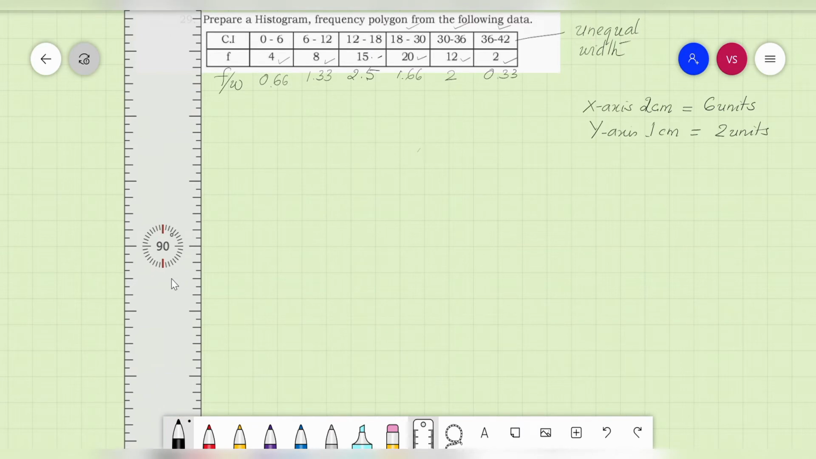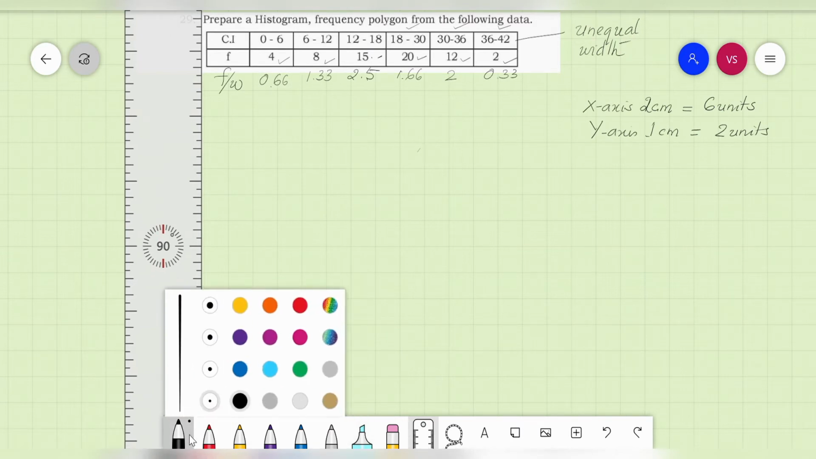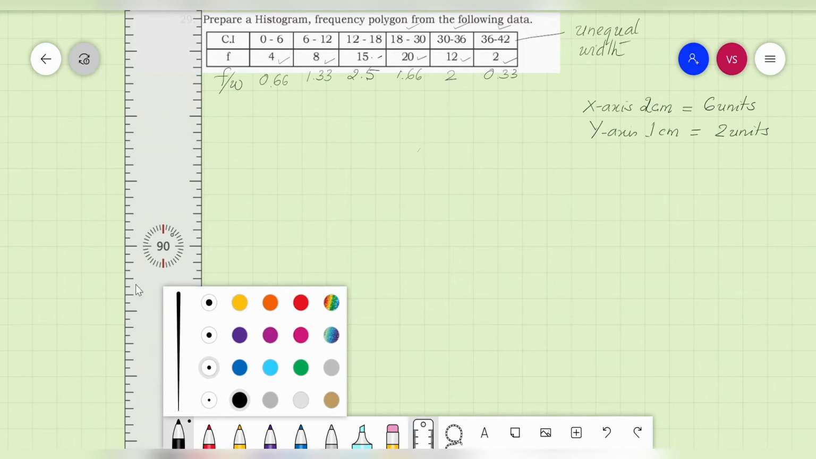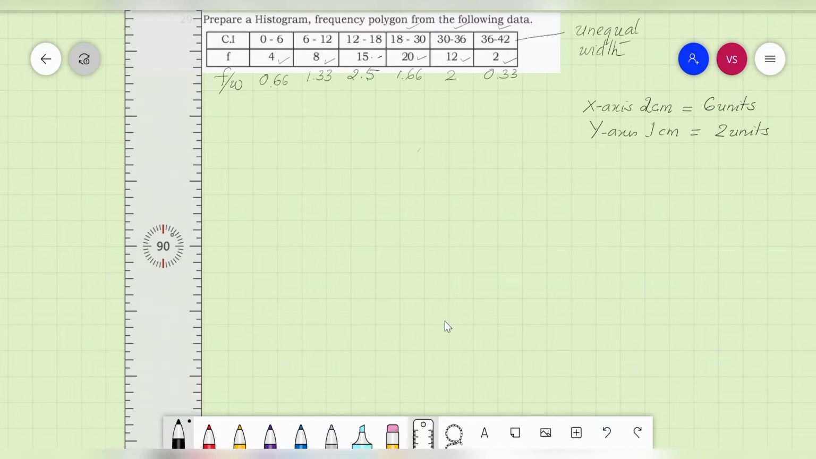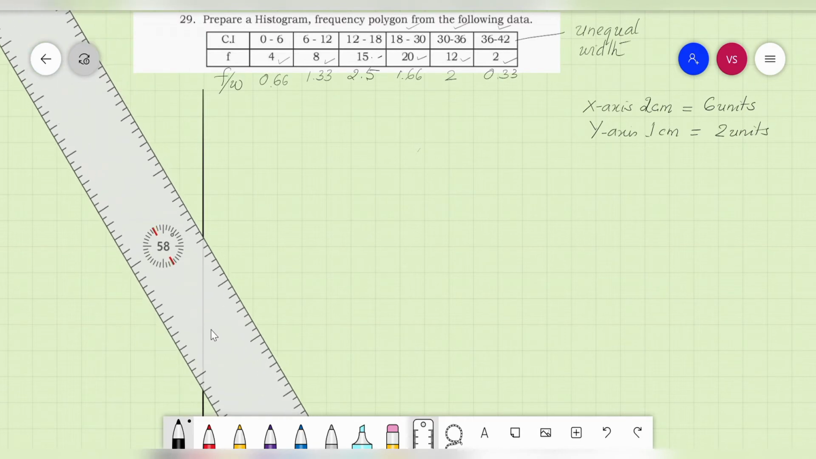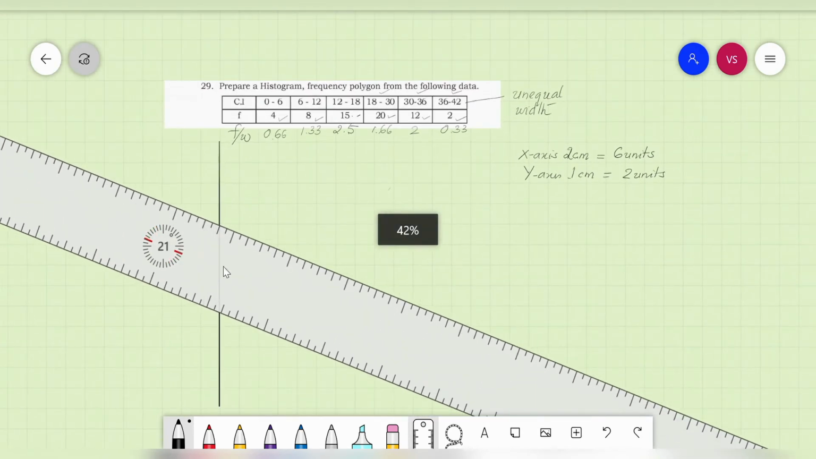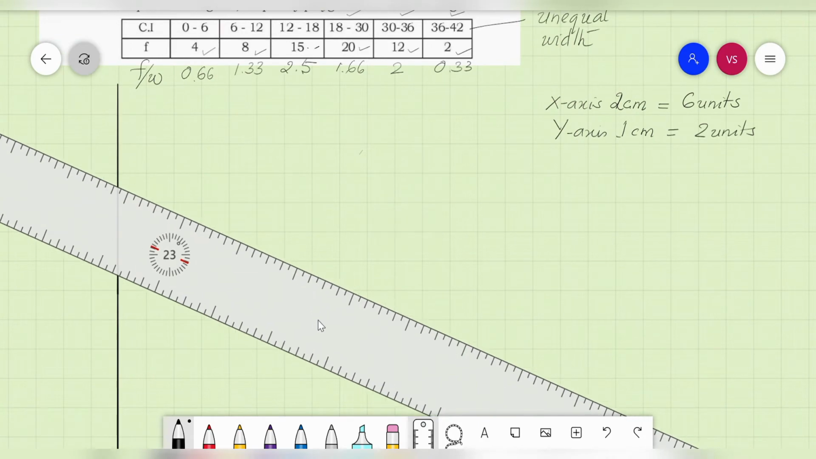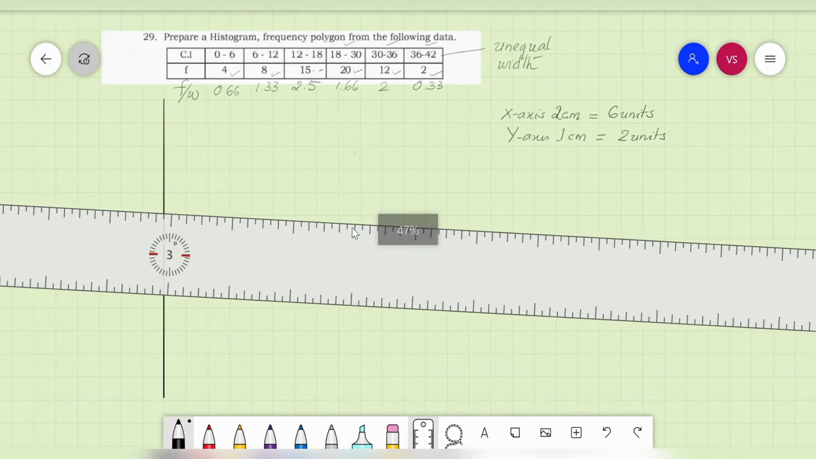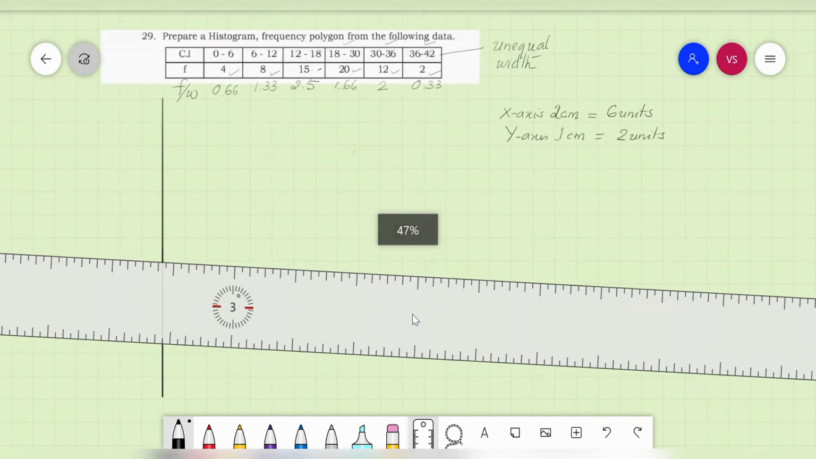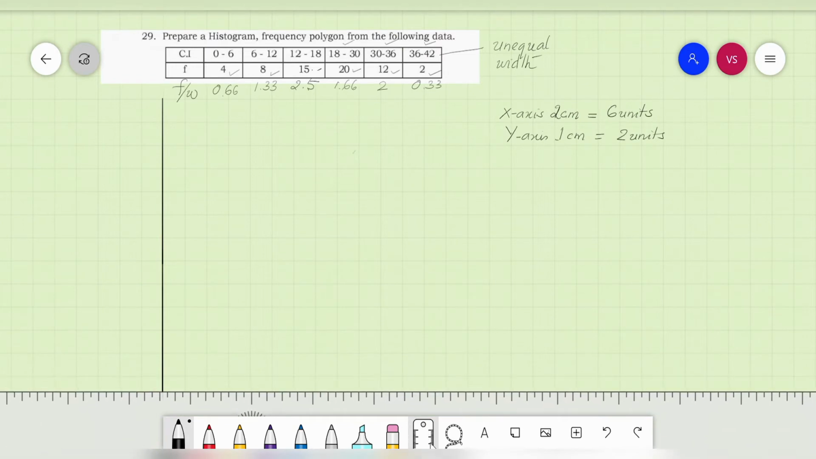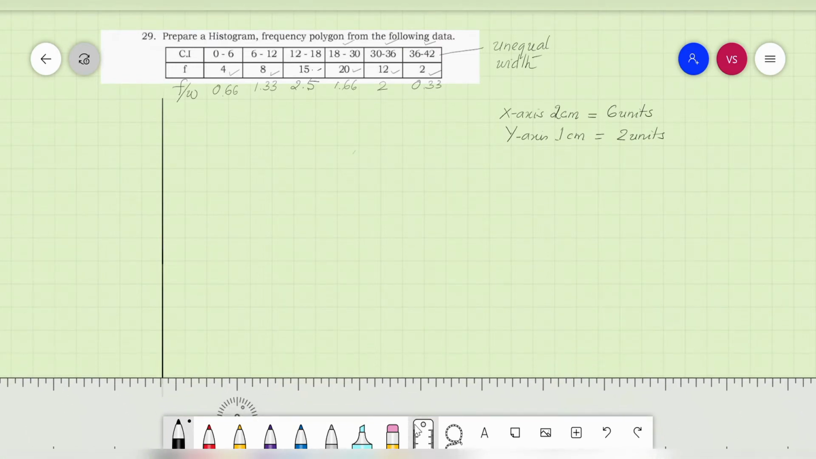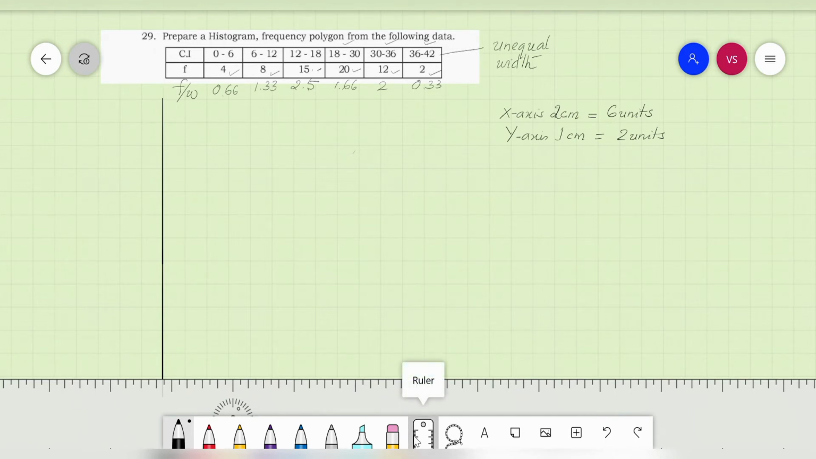I will take the first one, the y-axis, and I will take a thick line for the y-axis. Right, I'll draw the y-axis. Is that okay? Then I will take the x-axis. So this x-axis will be like this for us.